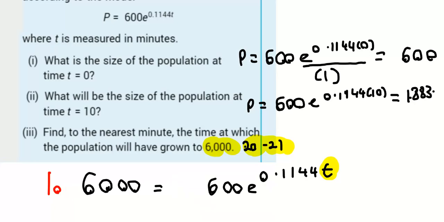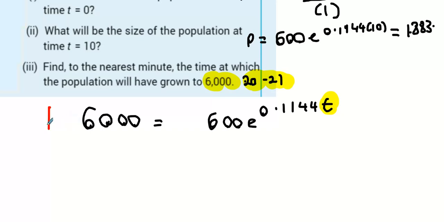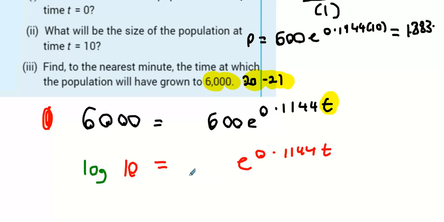So the 600 is causing the issue, right? That 600 is multiplication on the right, so it makes a division on the left. What's 6,000 divided by 600? 10. 10 equals e to the power of 0.1144t. Okay, now, and only now, pick any log of your choosing. If I was doing this myself, I'd use ln, but if you want to use log base 10, it's no hassle. Same answer, okay?